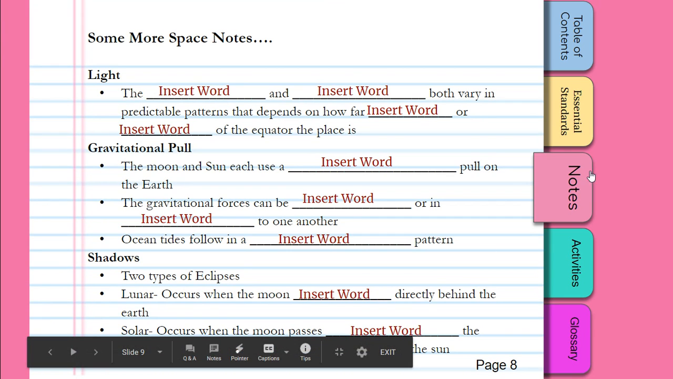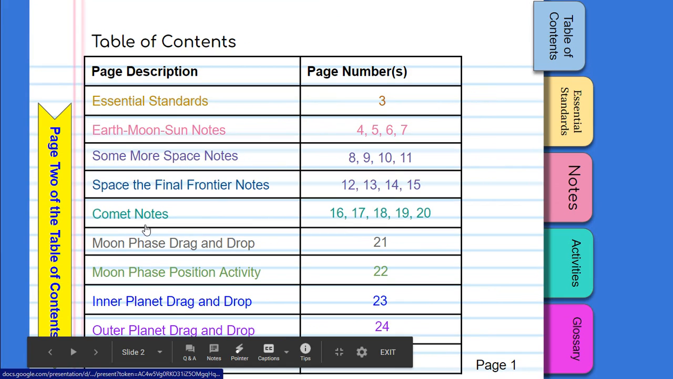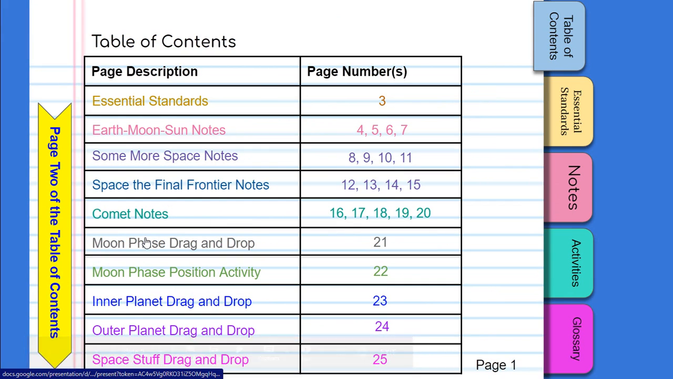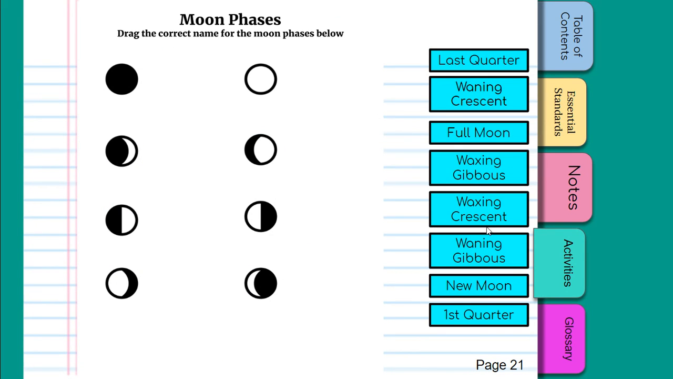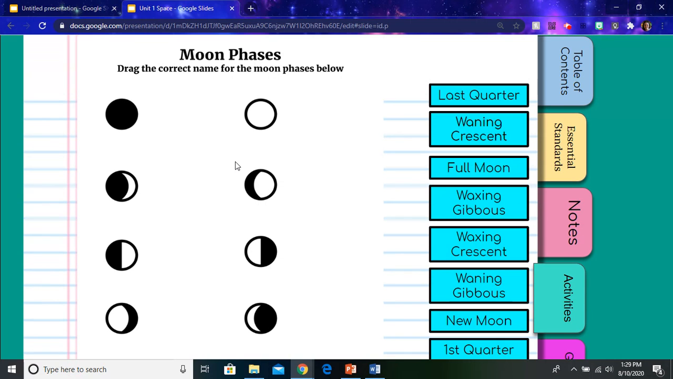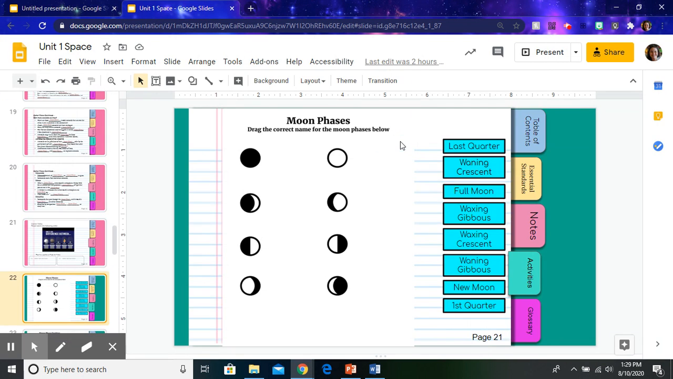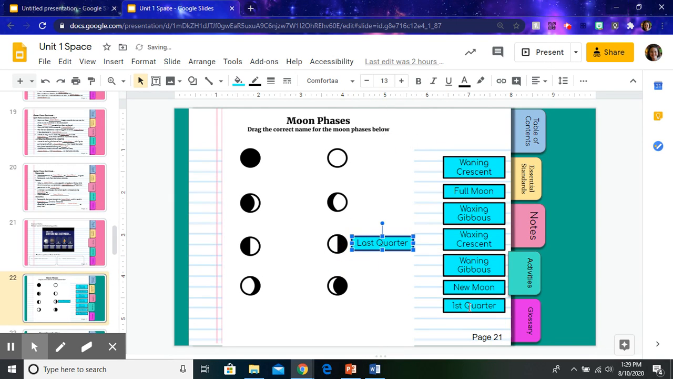Now, if you click on the activities, which are down here, so like the drag and drops, they can't click on this when it's in present mode. So we're going to get out of present mode, and you need to come in here and they can actually then change this. So like last quarter moons over here, and you got the first quarter, and they can change it like that.